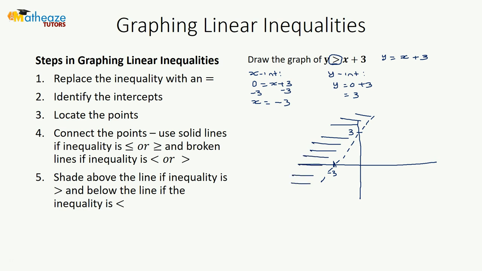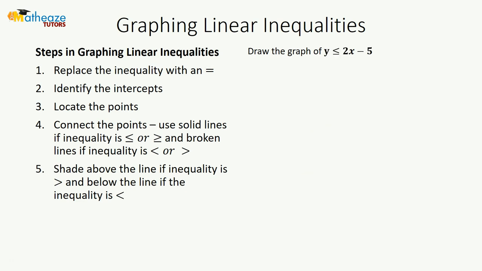So what it means is that every point in this shaded region satisfies the inequality in question. Just for this inequality, we're going to try a test point. Let's look at a test point, negative 3 and 2. So x equal to negative 3, y equal to 2. So 2 must be greater than negative 3 plus 3, which is 2 greater than 0. You can see that this is a true statement. So that means that every point in this shaded region will satisfy this inequality.